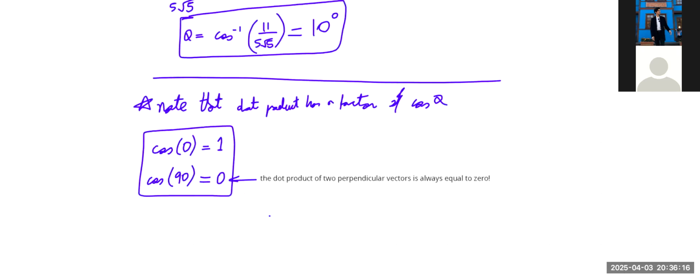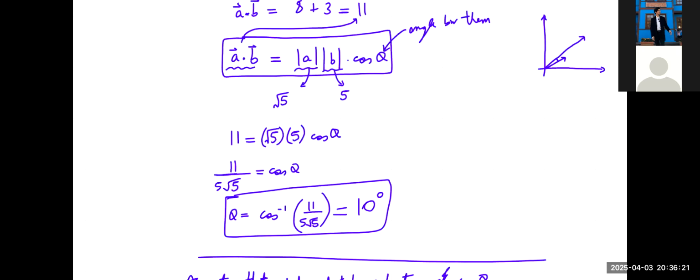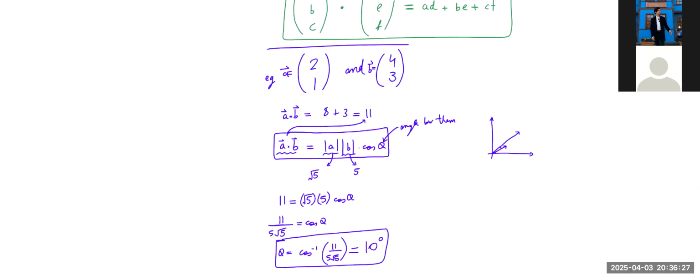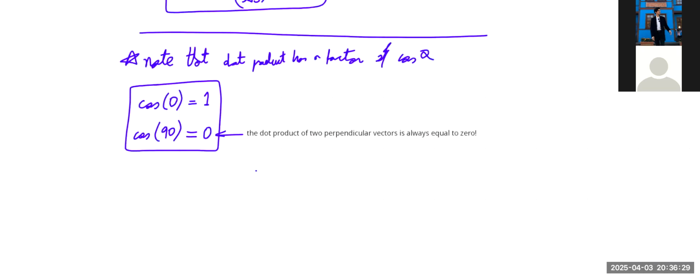But in the case where they're perpendicular, because of cosine theta becoming 0, it takes everything down with it and turns everything to 0. So the dot product being 0 when two vectors are perpendicular is a very useful little conclusion. Any questions? No, understood. Perfect. That's the idea.